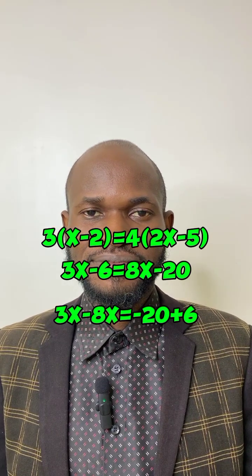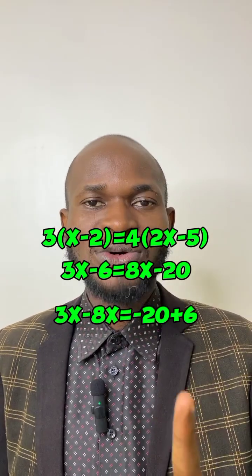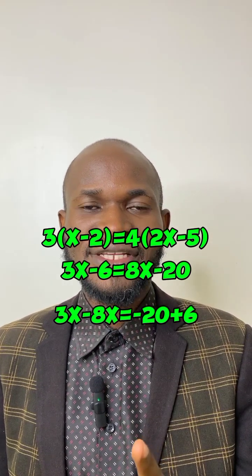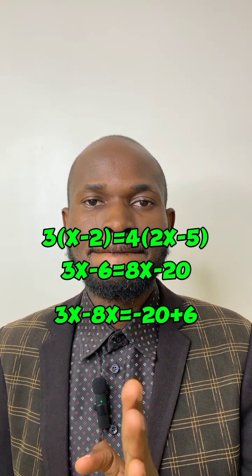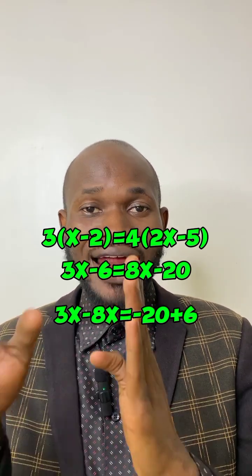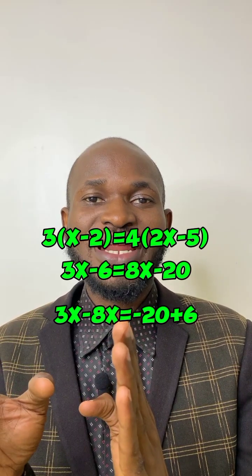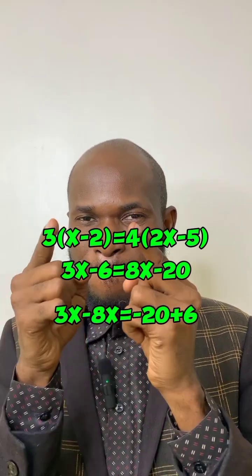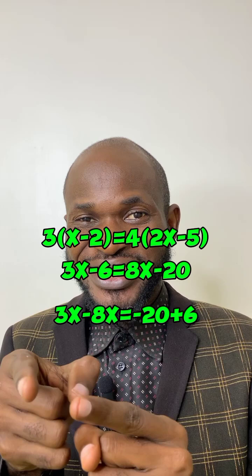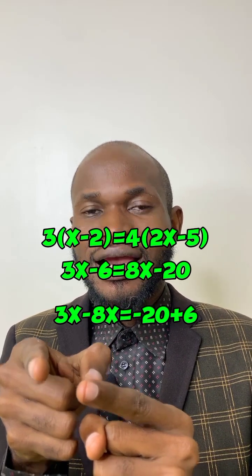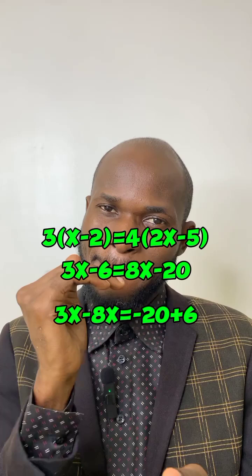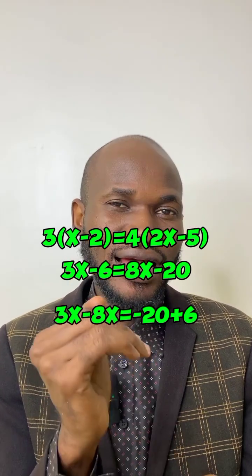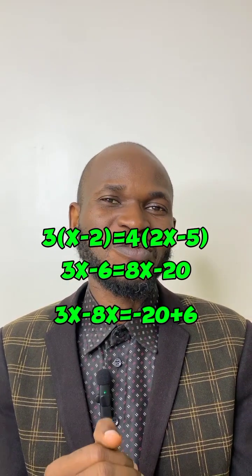So we're now going to be having these mathematical statements next. 3x - 8x is equal to, on the right hand side now, we now have what? Minus 20 plus 6. Minus 20 plus 6.